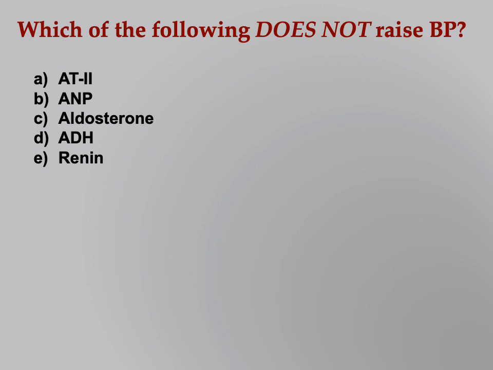Which of the following does not raise blood pressure? AT2, ANP, aldosterone, ADH, or renin? Have you been following the hormone cavalcade? Have you been watching them come down the street in the big floats and everything, and people singing and cheering? So which one of these does not raise? All the others do. Yeah, ANP, always need to pee, therefore less water, therefore less stroke volume, therefore decreased blood pressure. It all fits together, kids, it really does.